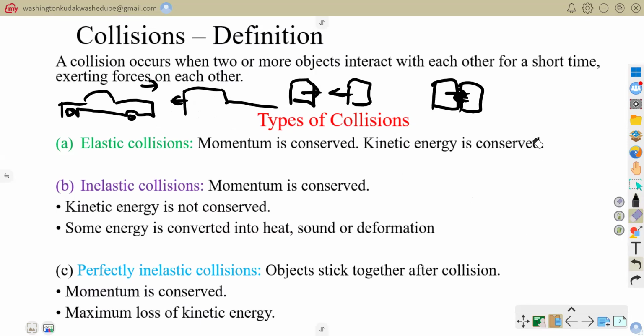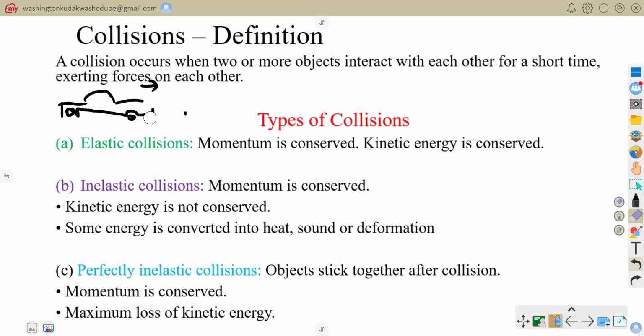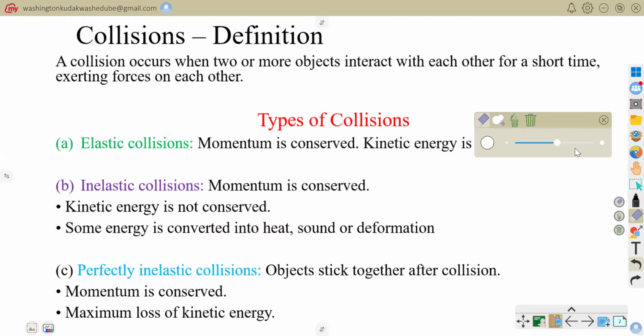So since we now know what a collision is, I now want us to look into different types of collisions. Whenever two or more objects collide, either the objects separate, or else the objects stick with each other, and then they move together.